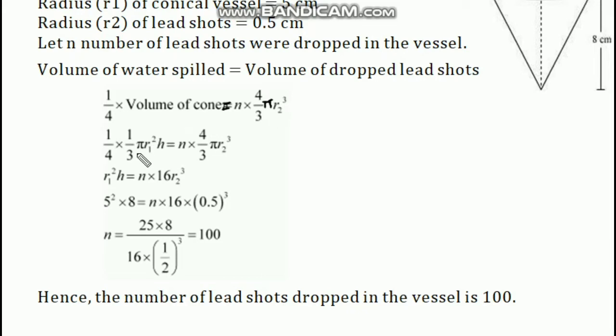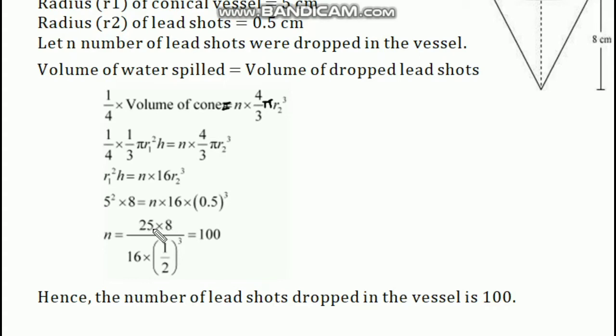Then substitute the values that you know. Finally we get 5 square into 8 equal to n into 16 into 0.5 the whole cube. Except n, all the remaining values are transposed to the left hand side, so then only we can find the number of lead shots. So the number of lead shots is equal to the volume of water spilled divided by the volume of dropped lead shots.